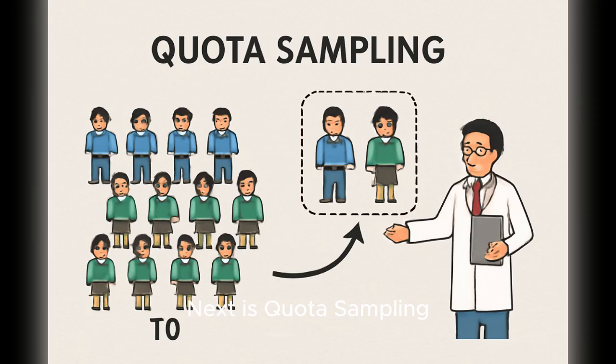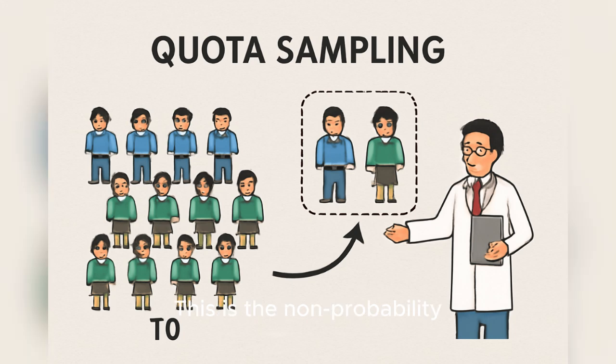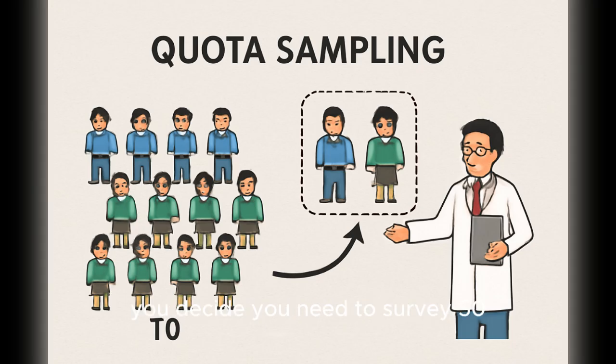Next is quota sampling. This is the non-probability version of stratified sampling. You start by setting quotas for specific subgroups. For instance, you decide you need to survey 50 men and 50 women, but instead of selecting them randomly, you just find the first 50 men and 50 women you can, using convenience. It ensures you have representation from your key groups, but the non-random selection means you can't rule out hidden biases.